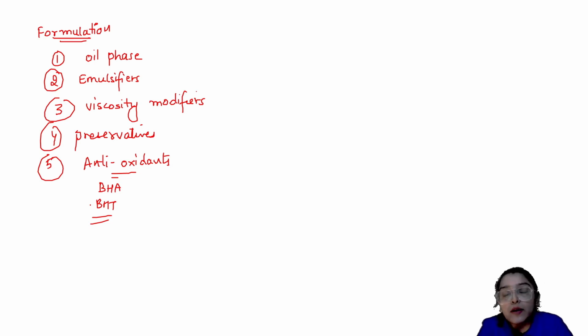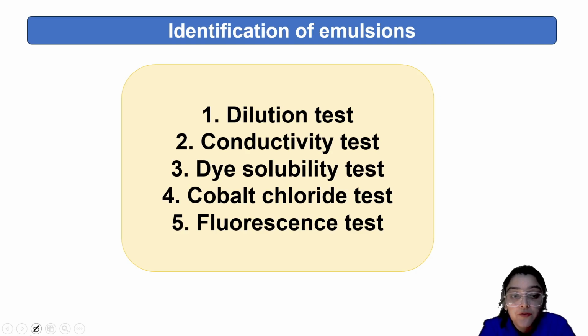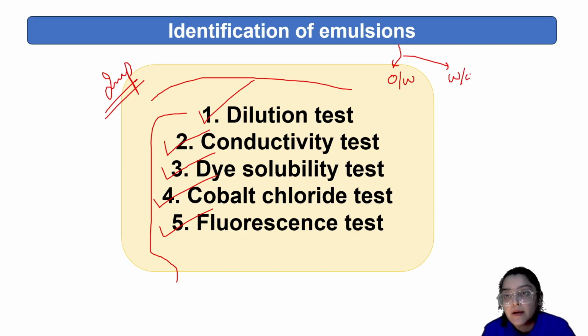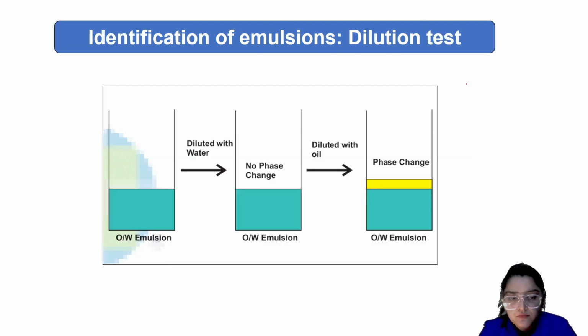Now we will talk about how we can identify the type of emulsion, followed by how we can judge the instability issues in the emulsion. All these topics are really important from your exam point of view. Mark my words, students, this is a brief short class, so we'll cover it really quickly. These are the 5 tests. A direct question can be asked: which of the following is not a test for the identification of emulsion? First is the dilution test, second the conductivity test, third the dye solubility test, fourth the cobalt chloride test, and fifth the fluorescence test. These are 5 basic tests for the identification of emulsions. They help you identify if the emulsion is oil in water type or water in oil type. I'll give you a brief about these tests.